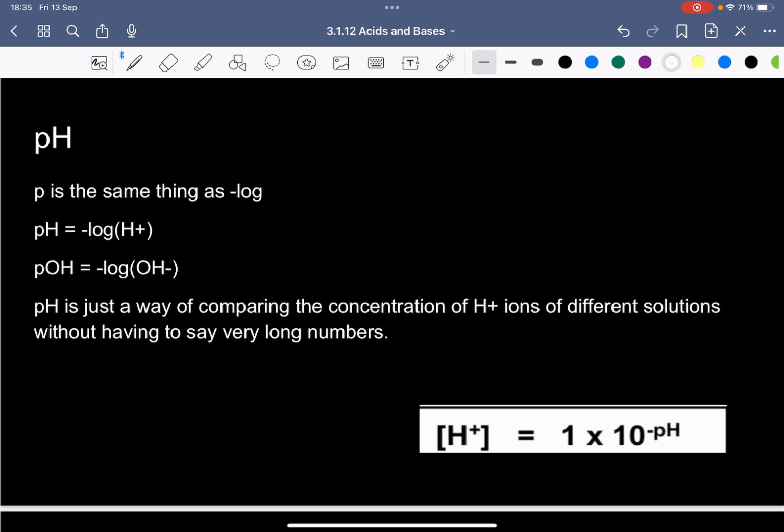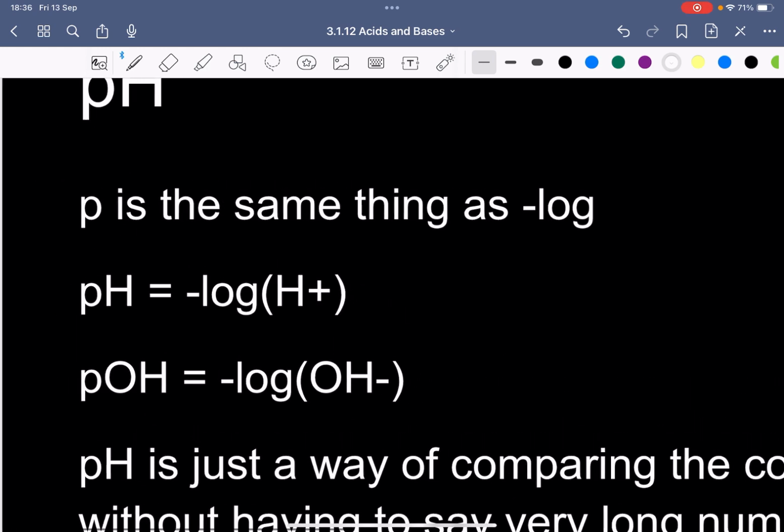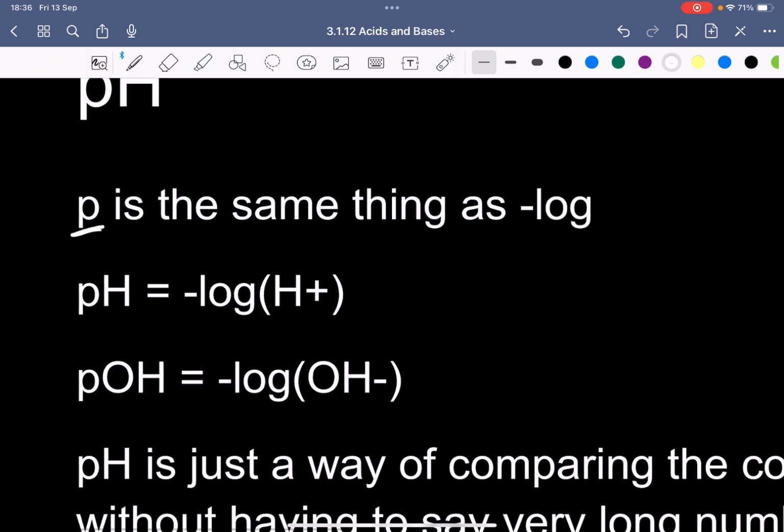Okay, now from GCSE you might remember the term pH. P is basically the same thing as minus log. So whenever you see a small p like this, it just means minus log. Whatever's next to the p is what you put inside the log. So for example, if you see pH, there's an H next to the p, so that's what you put inside the log. So you put the H+ concentration.